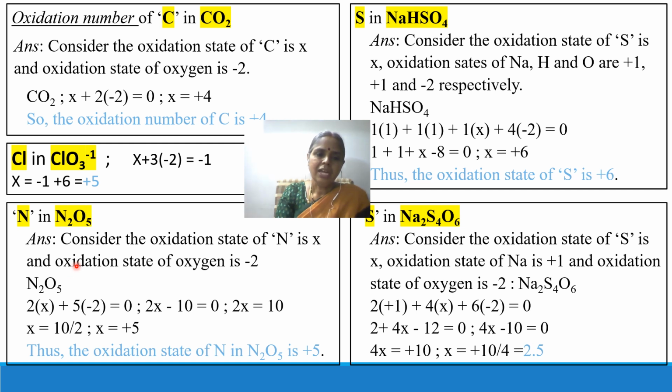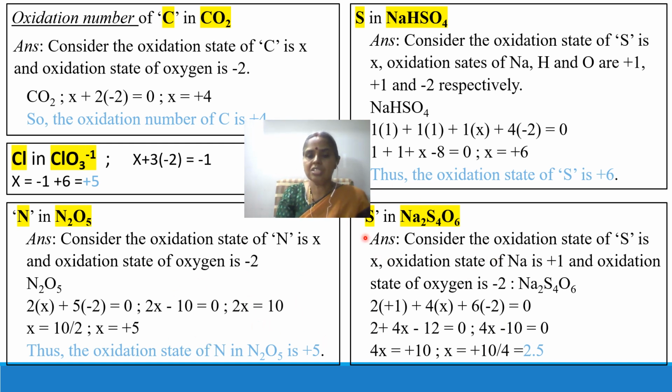Then let us see nitrogen in N2O5. There are 2 nitrogens, so you take it as 2x. Each oxygen is -2. So 2x plus 5 into -2 is equal to 0, and x is equal to plus 5. So the oxidation state of nitrogen in N2O5 is plus 5.